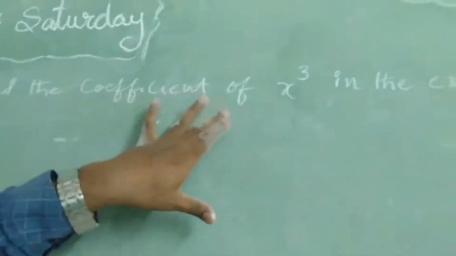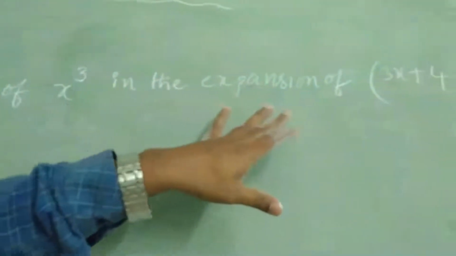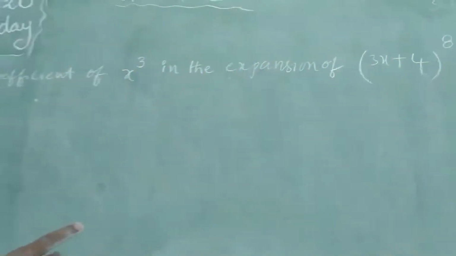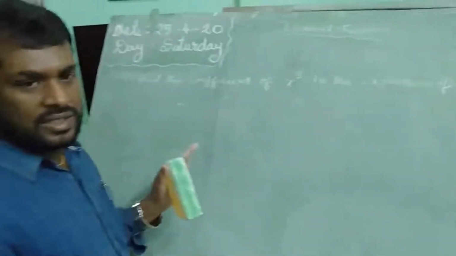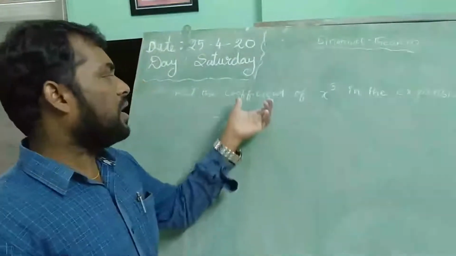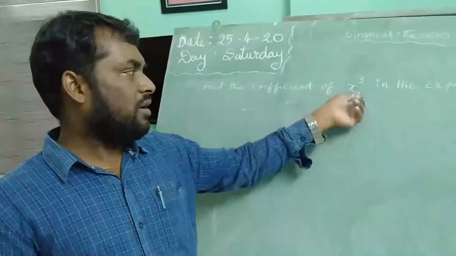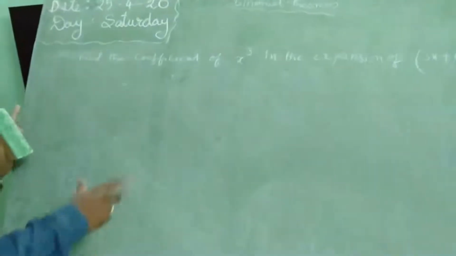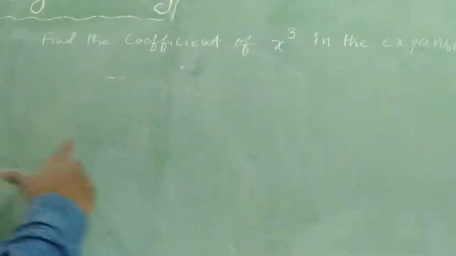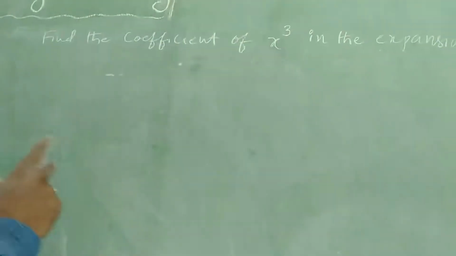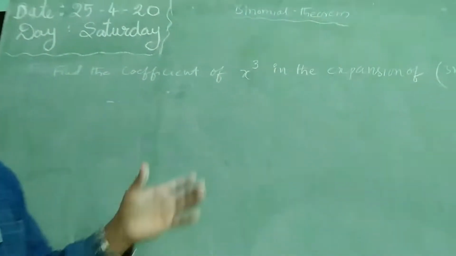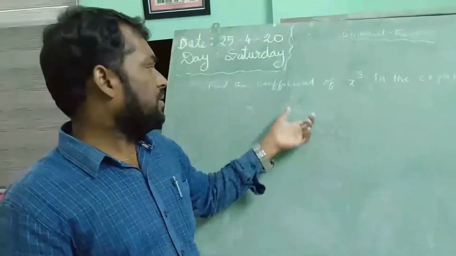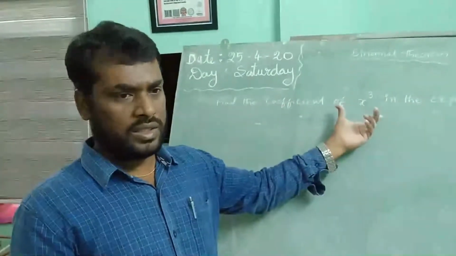Find the coefficient of x cube in the expansion of (3x plus 4) whole to the power of 8. In the previous example, we found the term that does not contain x, but in this problem, we are going to find the coefficient of x cube. So here also you can use three methods: using the binomial expansion, using the general term, and also you can use the shortcut. Now I am using the shortcut to find the coefficient of x cube.